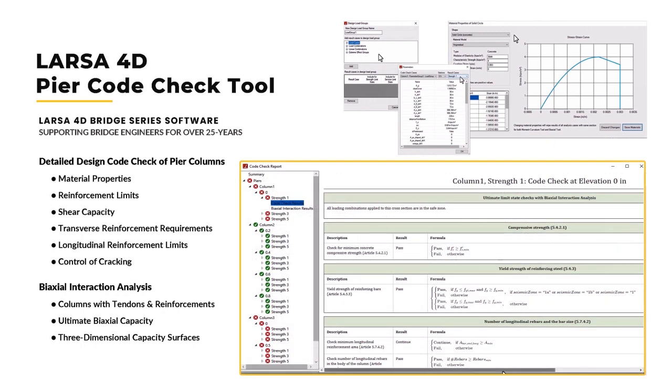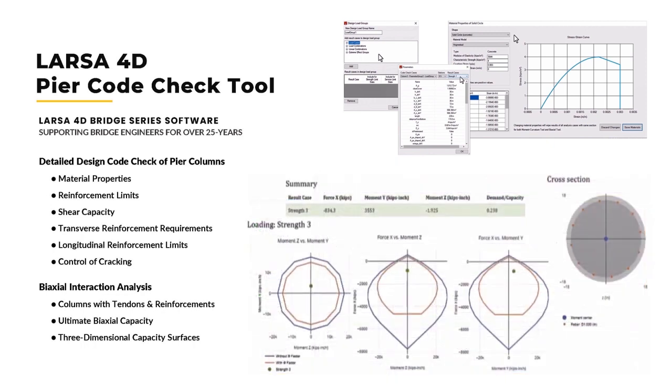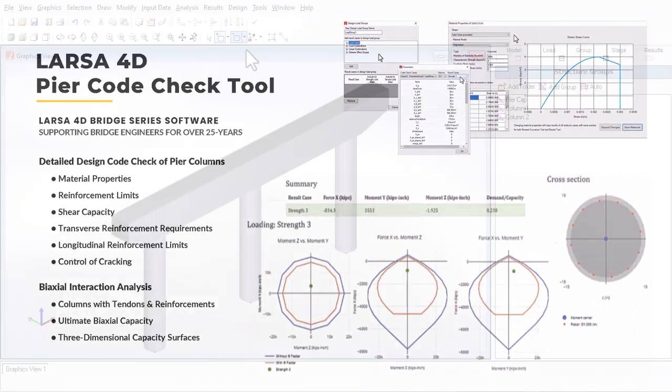together with detailed computations. Visual reports for the three-dimensional capacity surface of pier sections are also presented to users, enabling quick confirmation to ensure demands on pier columns fall within the capacity surface of the member.